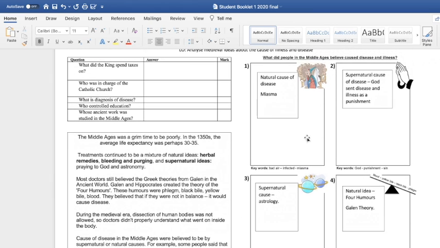Because if the church was in charge of everything and had a real dominance in people's lives, then naturally this is the thing that they would be pushing. They would be pushing the agenda of God sending out disease and illness as punishment. And as a way to make people live their lives in certain ways, they may have suggested certain things to do, for example, pray or pilgrimage.